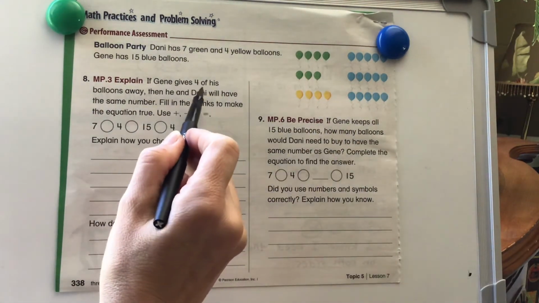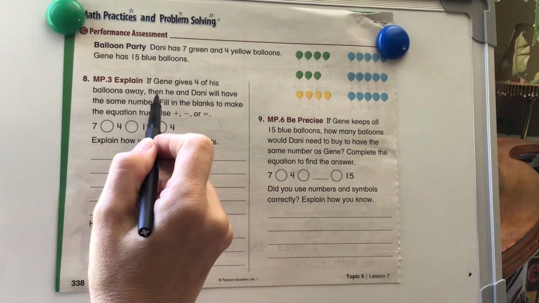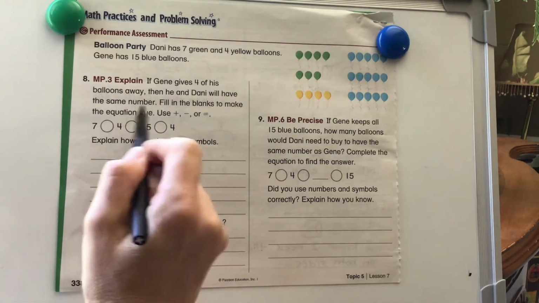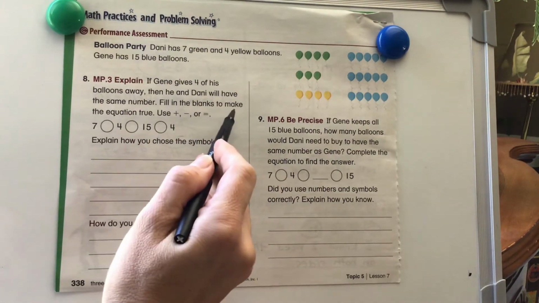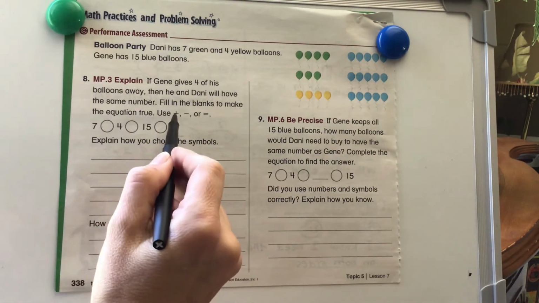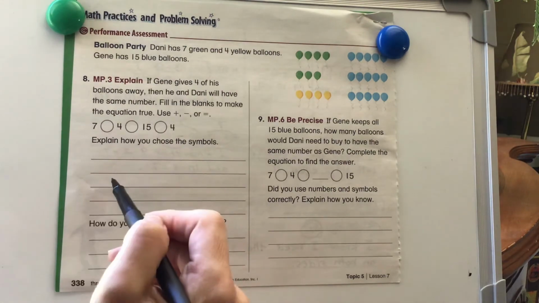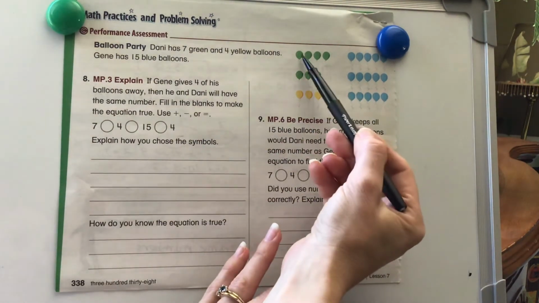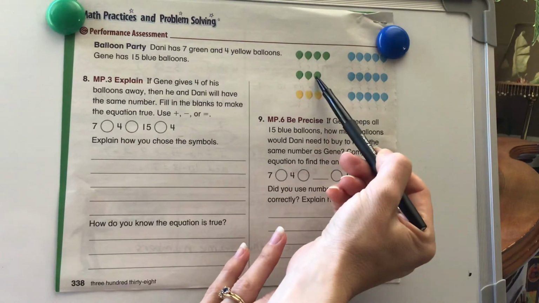If Jean gives 4 of his balloons away, then he and Danny will have this. Then he and Danny have the same number. So fill in the blanks to make the equation true. Use addition, subtraction, or plus. So let's take a look at this. So let's first add this. 1, 2, 3, 4, 5, 6, 7.